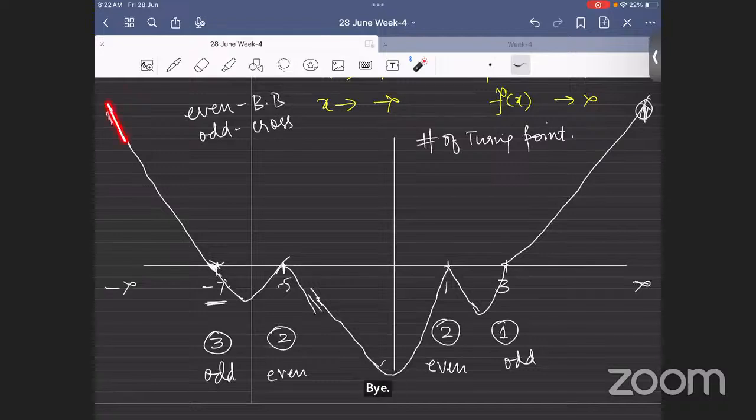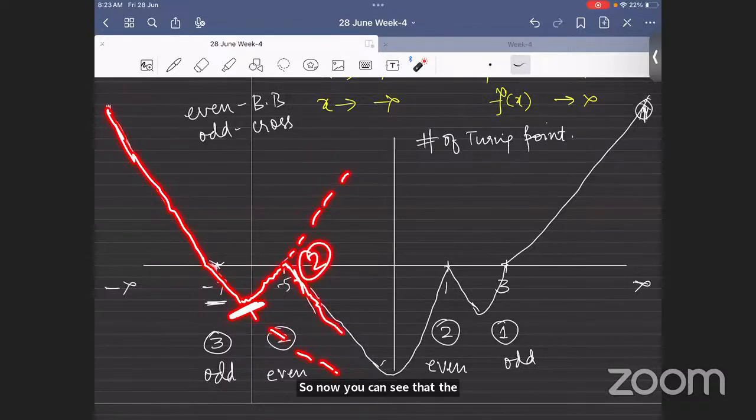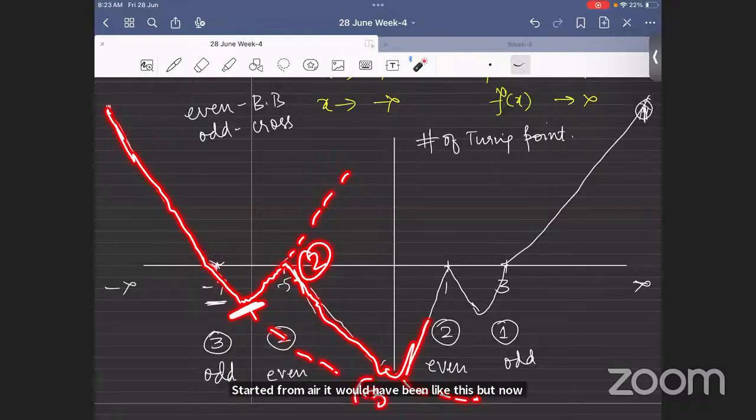So the function starts from here. I told you, count how many times the function is turning back. It should have gone in some direction, but after looking at the roots or something else, it just turned back. The function started from here. It would have gone like this, but now it has turned, right? So this is the first turning point. Now again it has started like this. It should have gone like this, but now it has turned back. So this is the second. Again it has started like this. It should have gone like this, but it has turned again. So this is the third.